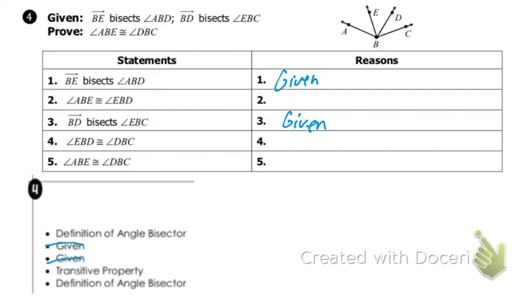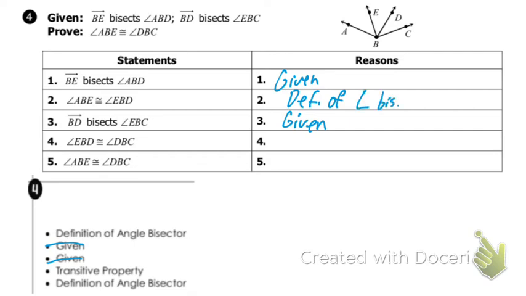Okay? From number 1 to number 2, we're told that ray BE, this ray right here, bisects this angle ABD. Now we're told that angle ABE and angle EBD are congruent. Is that what a bisector does? Cuts it in half. And do we go from what to what? We go from words to math. So it is the definition of angle bisector. That's what an angle bisector means. If it's what something means, that's the definition.